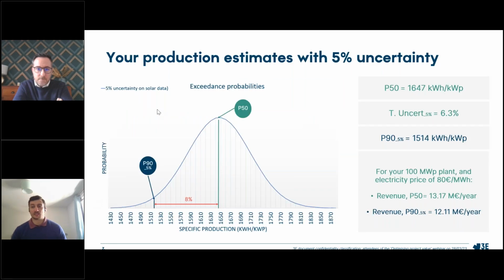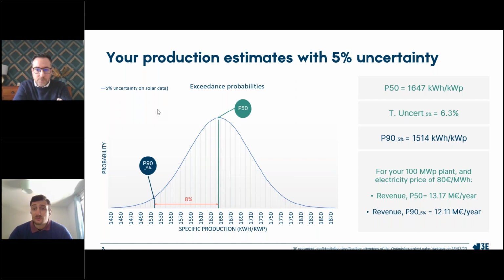So let's look at that P90 value. As Greg mentioned, and very important to remember, this total uncertainty of 6.3% can be used for the calculation of any exceedance probability. So now the P90 value for this project is 1,514 kilowatt-hour per kilowatt peak. And if you may remember, it's also written on the slide, the P50, which is 1,650-ish kilowatt-hour per kilowatt peak.